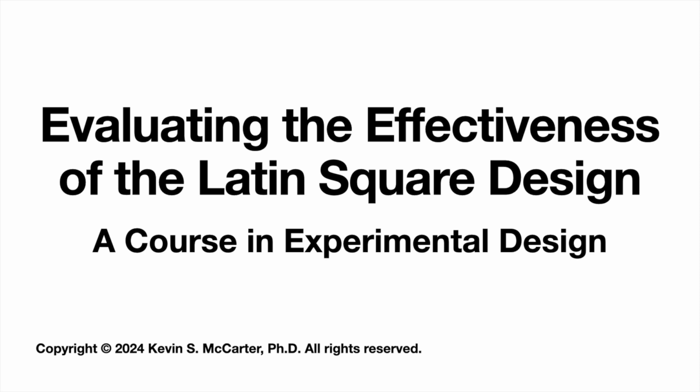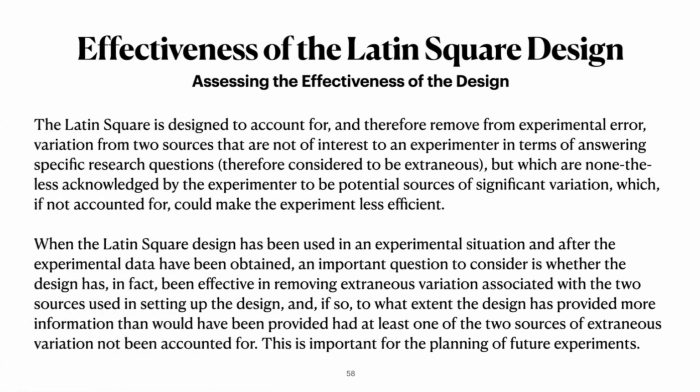Next, we look at evaluating the effectiveness of the Latin square design. The Latin square is designed to account for, and therefore remove from experimental error, variation from two sources that are not of interest to an experimenter in terms of answering specific research questions, and therefore they are considered to be extraneous, but which are nonetheless acknowledged by the experimenter to be potential sources of significant variation which, if not accounted for, could make the experiment less efficient.